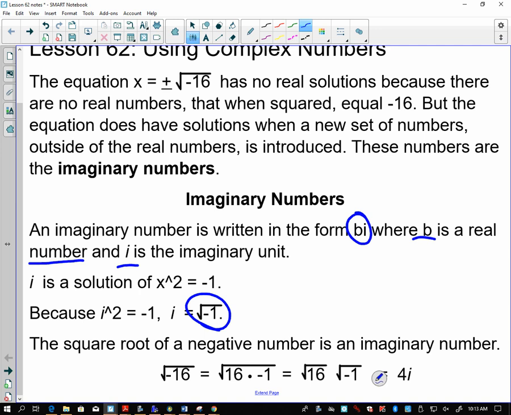Okay? So the square root of a negative number is an imaginary number. Whenever I see the square root of a negative number, I can factor out the square root of negative 1, and that's going to look like i. So down here, what you see is the square root of negative 16, right? I can rewrite that as the square root of 16 times the square root of negative 1. Well, what is the square root of negative 1? i. And what's the square root of 16? 4. So I can rewrite that as 4i. Does this make sense? Okay, cool.